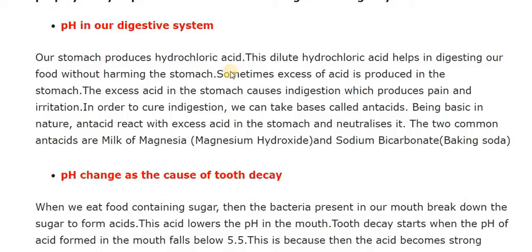So the enzyme pepsin is activated, because it only works in an acidic medium, if the pH is lower than 7, meaning it will only work in an acidic medium, so it starts to work. So this is the importance of pH in the digestive system.